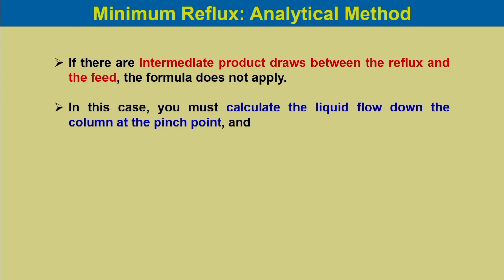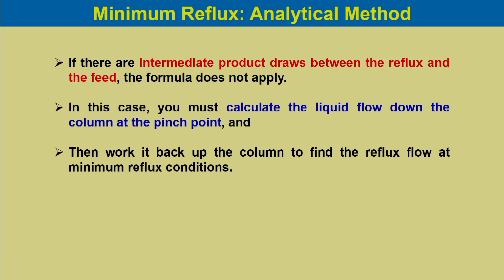In this case, you must calculate the liquid flow down the column at the pinch point and then work it back up the column to find the reflux flow at the minimum reflux condition. So, if there are intermediate product draws between the reflux and the feed point, then the formula which we have used cannot be applicable. So, in that case we need to calculate the liquid flow down the column at the pinch point, that is below that point of intersection, and then we have to work back up the column to find the reflux flow at the minimum reflux condition.